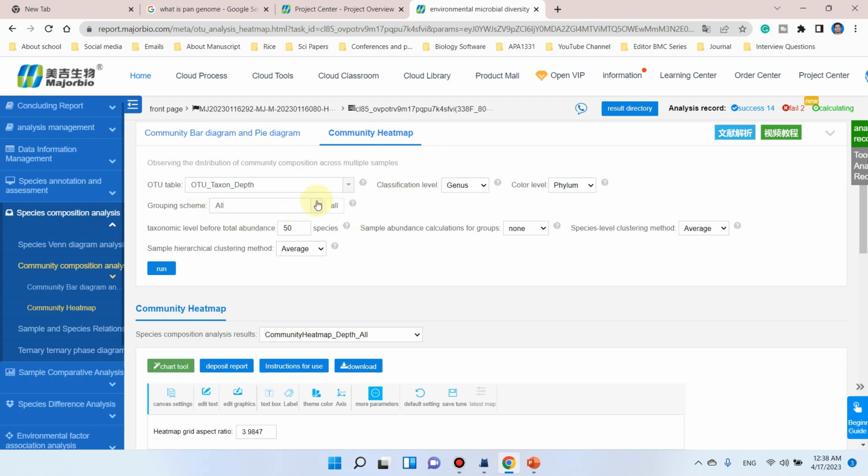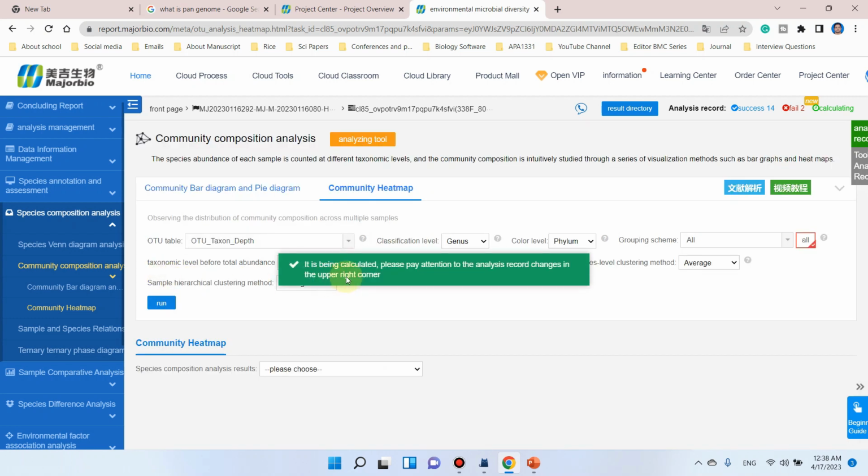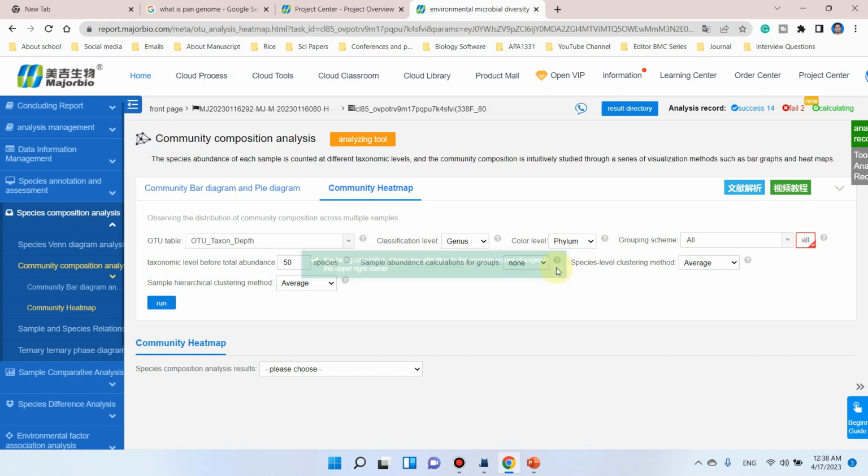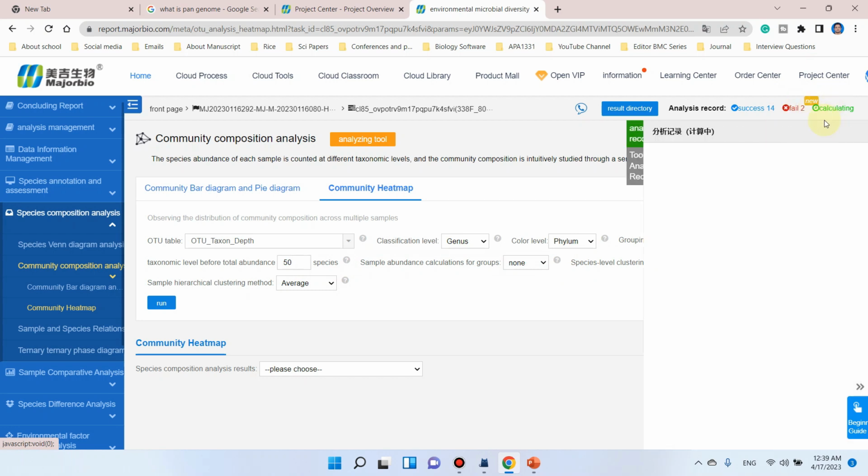Here you can see this is the grouping scheme. Let's suppose you only want to compare control negative 1, 2, 3 with control positive 1, 2, 3, and you can just run this. After you run this, you can see it is being calculated. Please pay attention to the analysis record. You can see here our one analysis is being calculated.